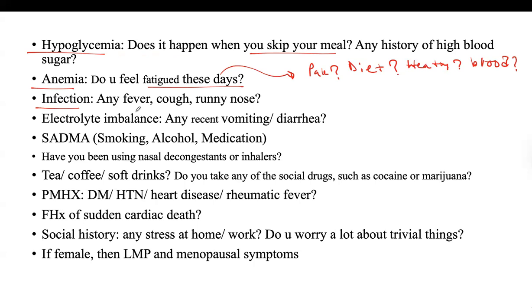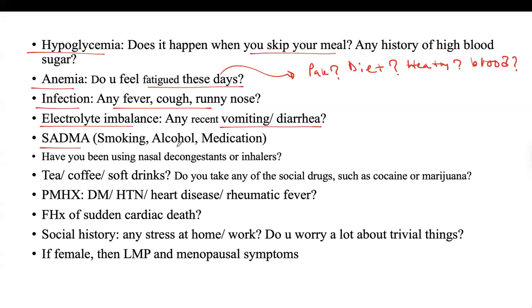After that, sometimes even infection can cause palpitation, right? A lot of times, if you have fever, your pulse rate can go high. So any fever, cough, any runny nose, or any flu-like symptoms. So that will cover infection-related palpitation. Electrolyte imbalance: mainly ask about any recent vomiting or diarrhea, because vomiting and diarrhea can cause hypokalemia and hyponatremia, which can come as electrolyte imbalance. Then you ask SADMA.